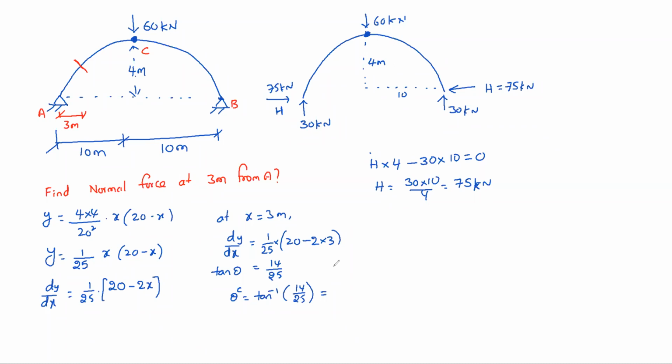Converting radians to degrees, multiply by 180, and you get 29.25 degrees. Okay, this is the angle.